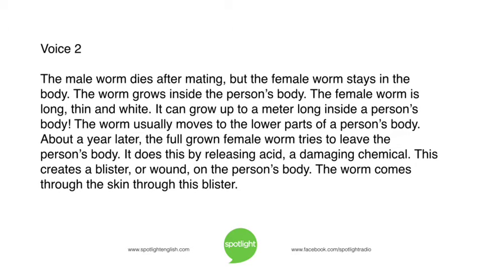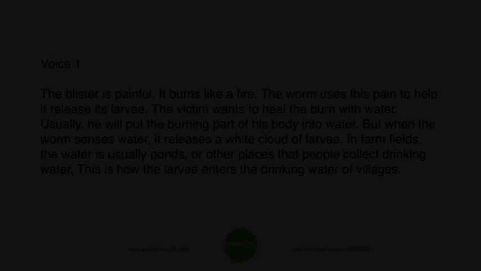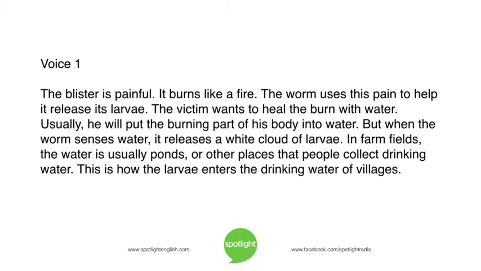It does this by releasing acid, a damaging chemical. This creates a blister or wound on the person's body. The worm comes through the skin through this blister. The blister is painful. It burns like a fire. The worm uses this pain to help it release its larvae.